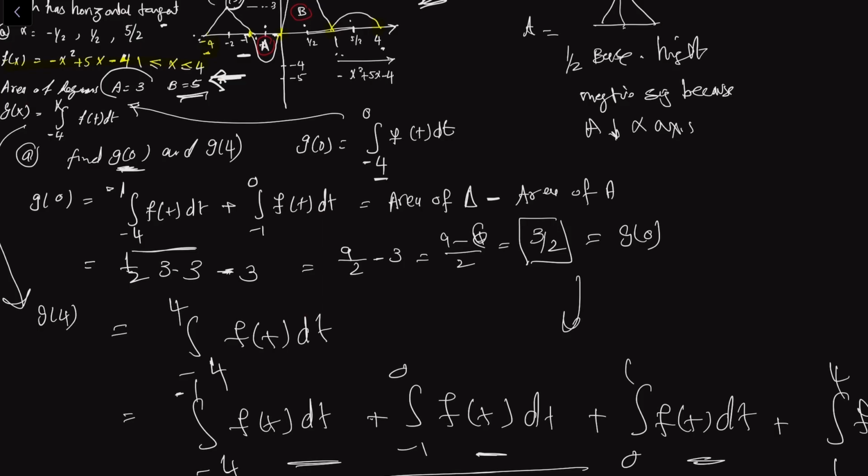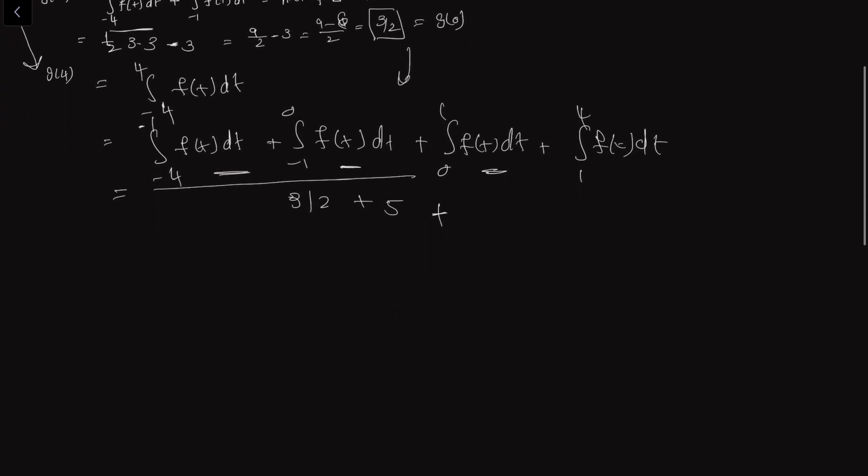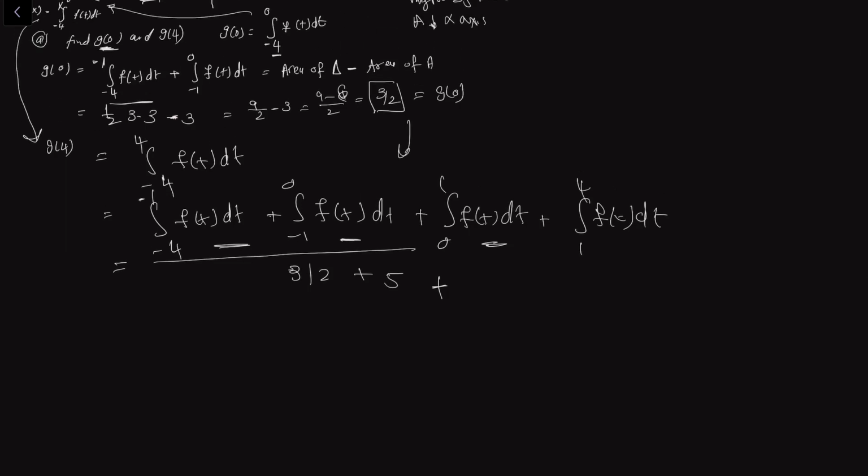Okay, so that's the equation we're going to use from 1 to 4 for this area. So it will be right here, the integration from 1 to 4 of minus t squared plus 5t minus 4 dt.